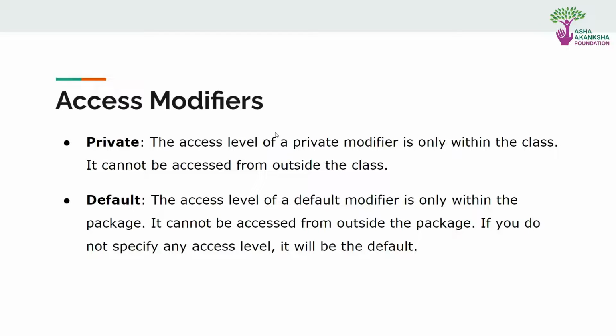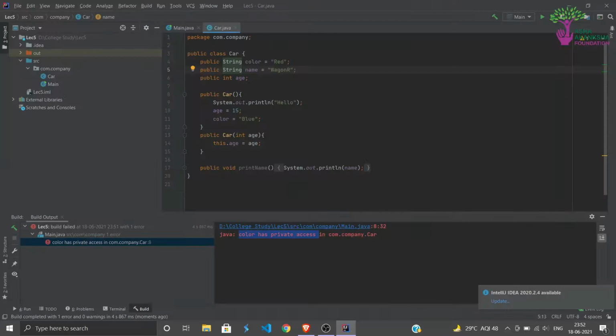Next comes the default access modifier. What is the default access modifier? The access level of a default modifier is only within the package itself, and it cannot be accessed from outside the package. If you do not specify any access level, then it is set as default. So here, if we did not provide anything, then it is set as default.